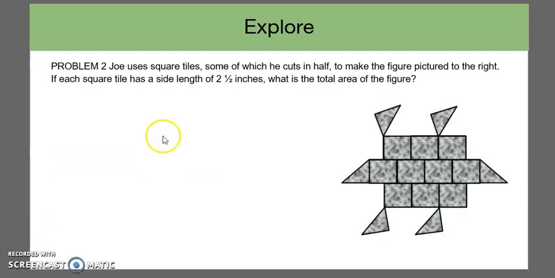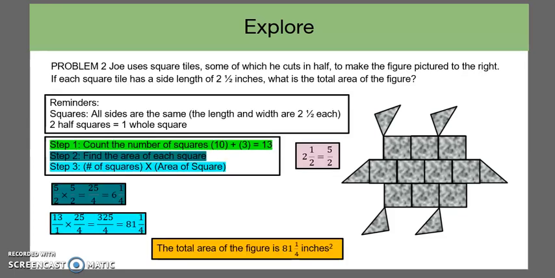In problem number 2, Joe uses square tiles, some of which he cut in half, to make the figure pictured to the right. If each square tile has a side length of 2 1/2 inches, what is the total area of the figure? So on the next slide, we're going to provide some guidance on how to work through this problem for our students.